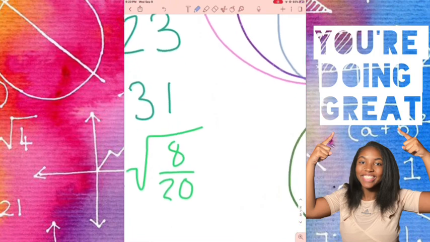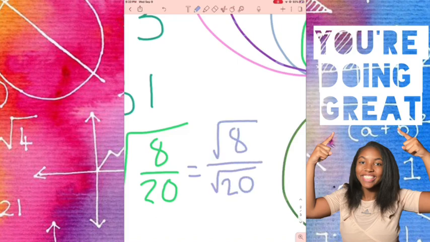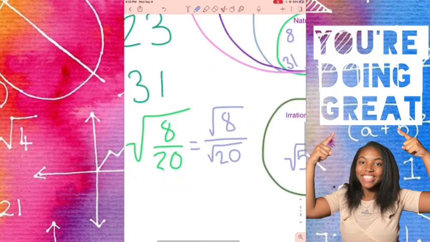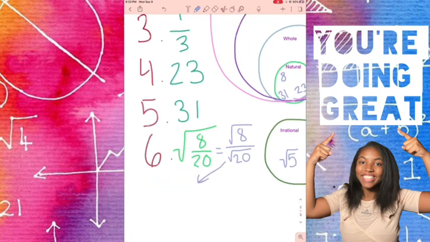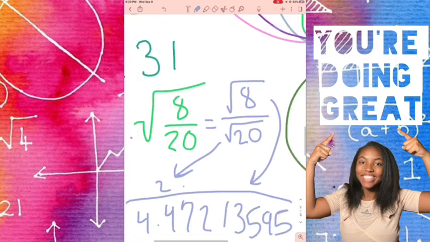Okay, so now with number 6, it's the square root of 8 over 20. And I know it looks confusing, but all they want you to do is the square root of 8 over the square root of 20, which I give you the answer to underneath. So try to put the fraction that I'm giving you into one of the groups. Not necessarily the square root of 8 over 20, but this number that's shown on the screen.